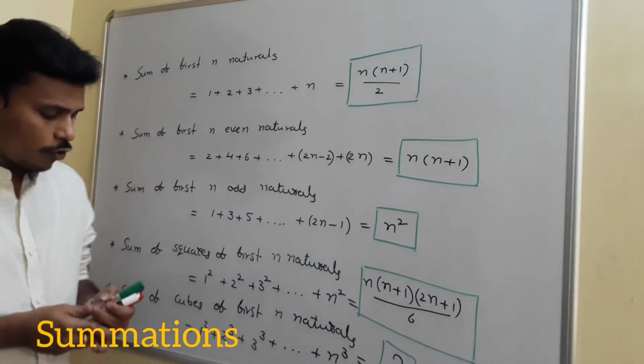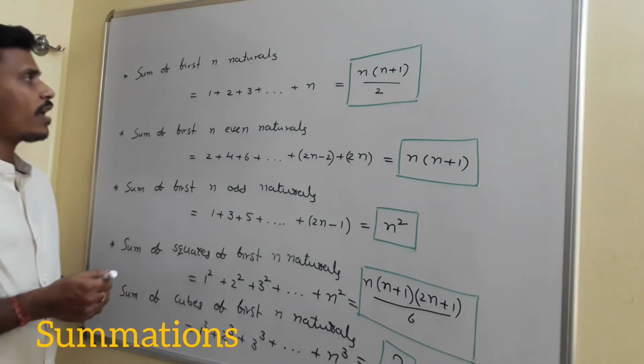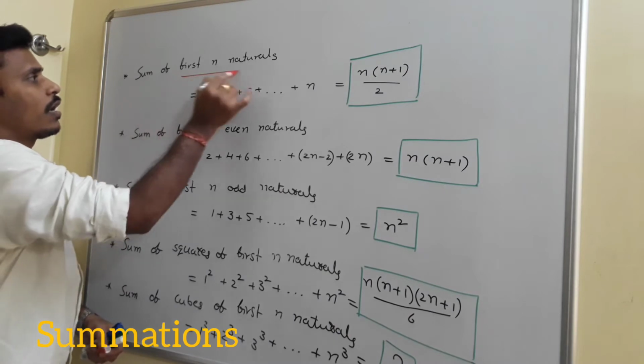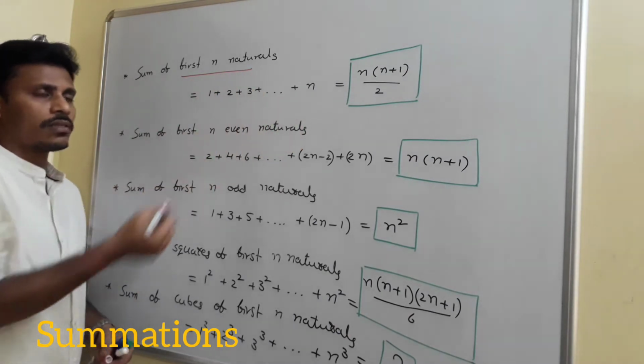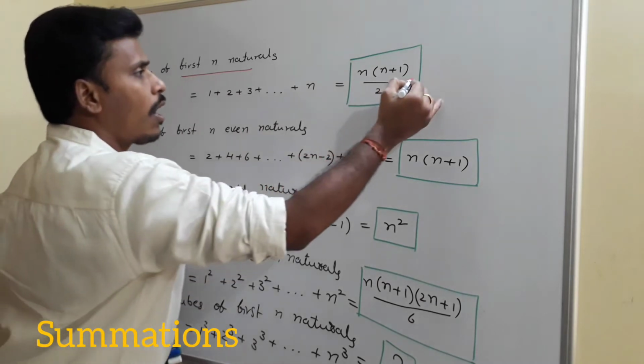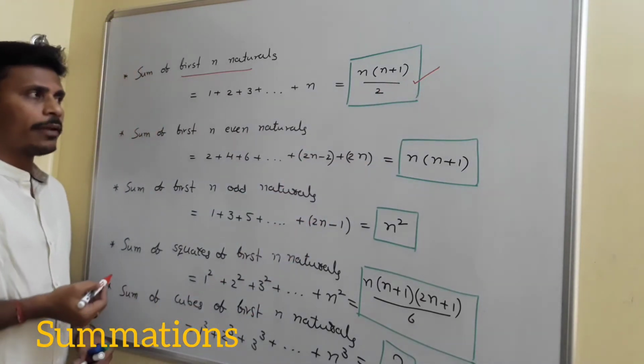Summations. If you look at the board, the sum of the first n natural numbers is 1 plus 2 plus 3 and so on, and whose summation is given as n(n plus 1)/2.